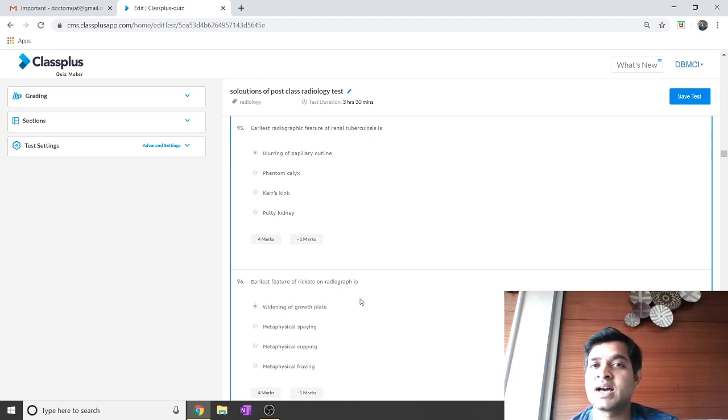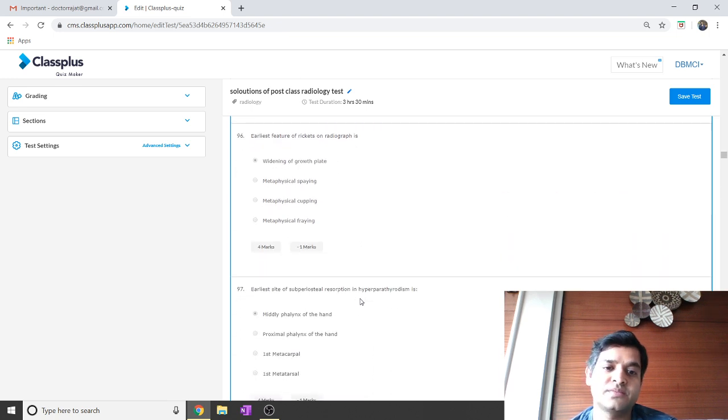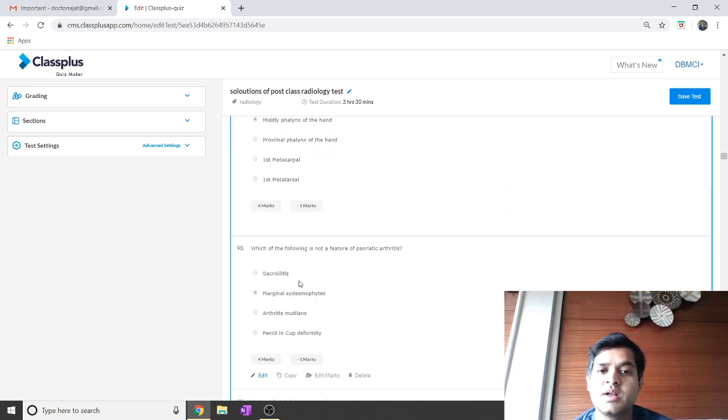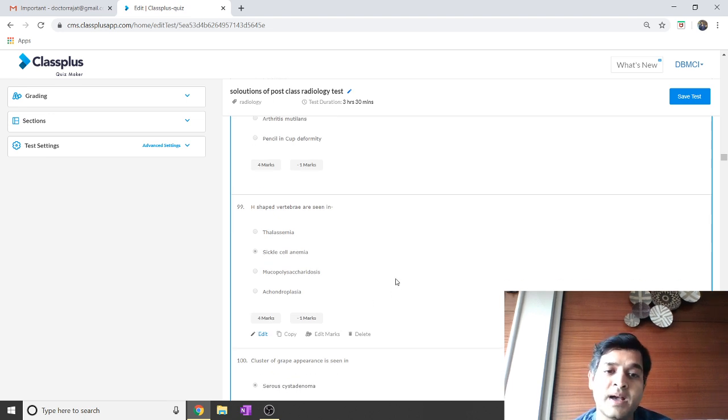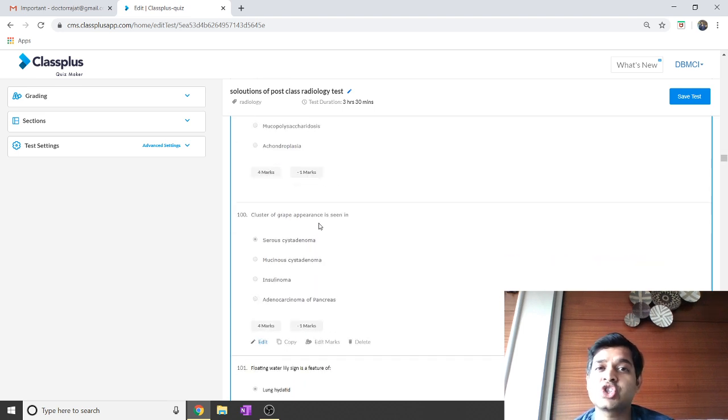Widening of the growth plate is the earliest feature of rickets on radiograph. In hyperparathyroidism, the pathognomonic feature is subperiosteal bone resorption, which is seen at the radial aspect of the middle phalanx of the second and third digit. Marginal syndesmophytes are not seen in psoriatic arthritis. These syndesmophytes are classically non-marginal, whereas marginal syndesmophytes are seen in ankylosing spondylitis. H-shaped vertebrae are seen in sickle cell anemia. Cluster of grape appearance is seen in serous cyst adenoma.